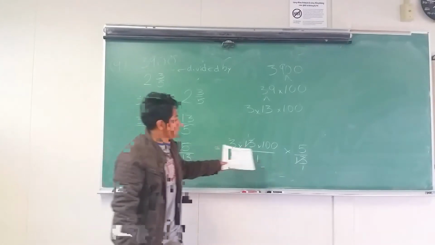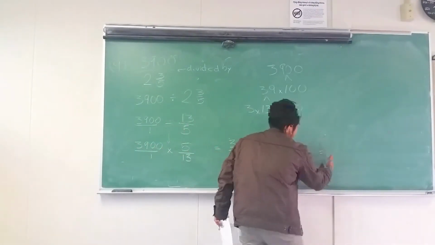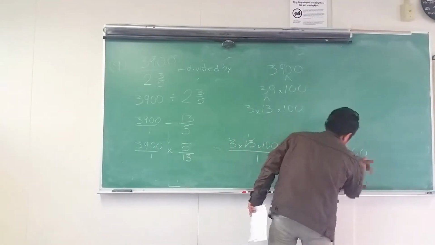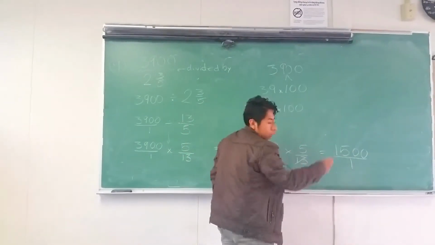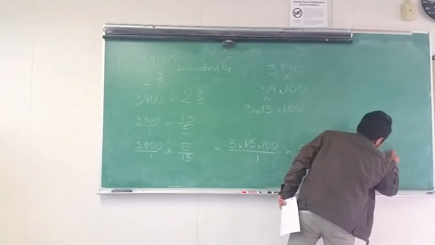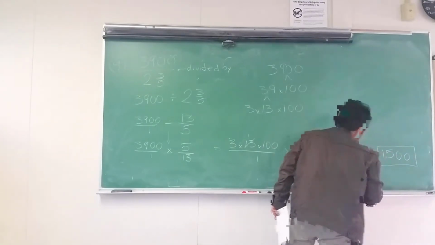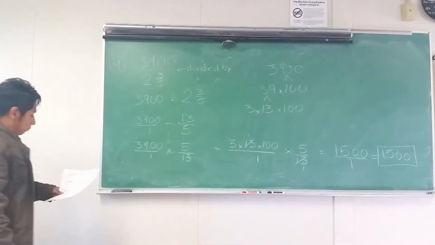Now let's multiply. 3 times 100 is 300. Times 5 is 1,500. Over 1 times 1 is 1. Therefore, your final answer is a whole number, 1,500, or you can also write it informally as 1,500.